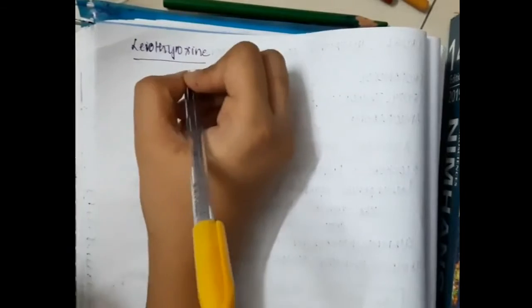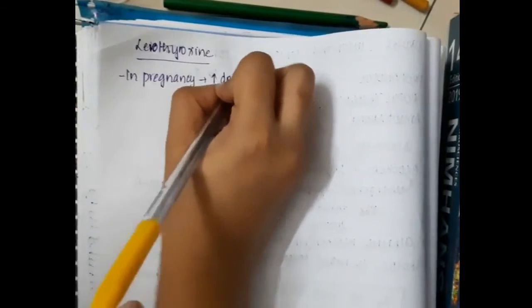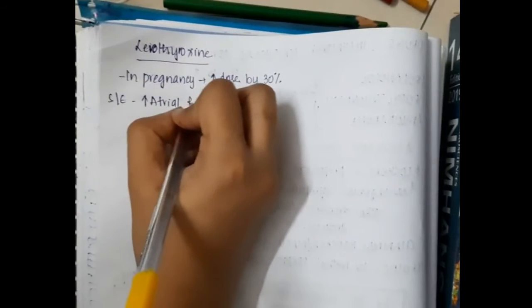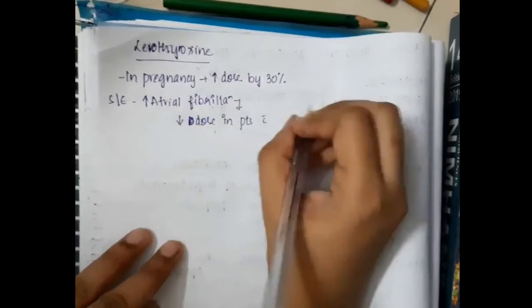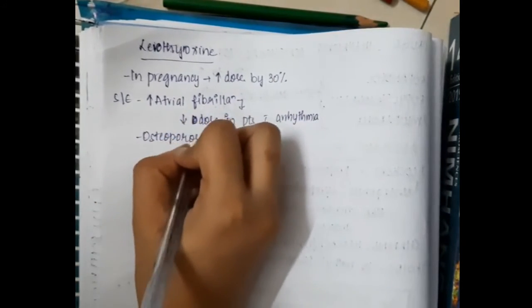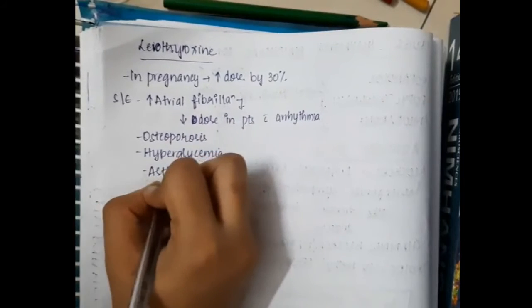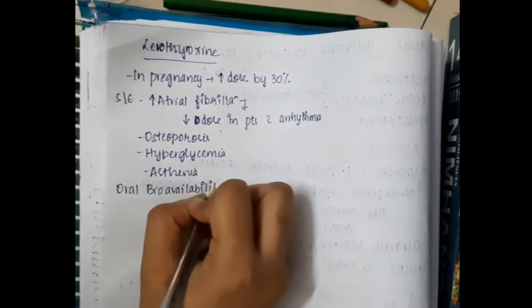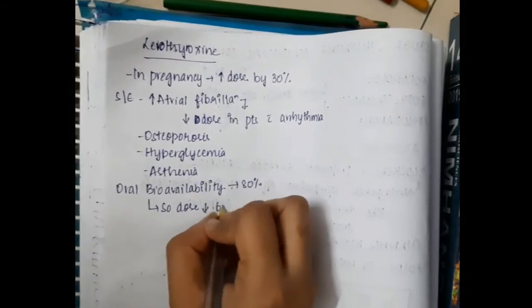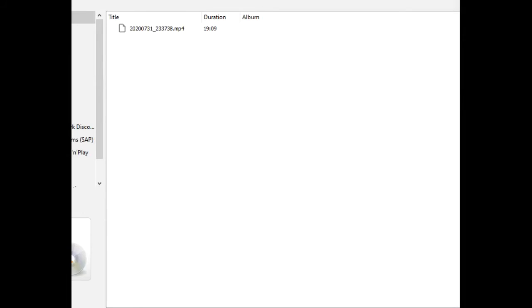Then we have to learn some important points about levothyroxine. In pregnancy, we will have to increase the dose of levothyroxine. If you see the side effects, levothyroxine causes increased atrial fibrillation. It can cause osteoporosis, hyperglycemia and asthenia. Because it increases atrial fibrillation, the dose of levothyroxine should be decreased in patients with arrhythmias. This is levothyroxine. Oral bioavailability of this drug is only 80%, so the dose is decreased by 20% in IV route.